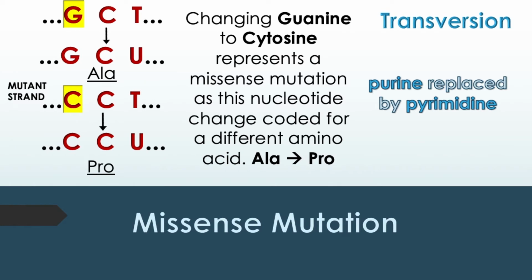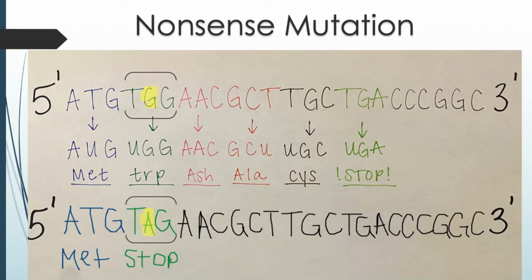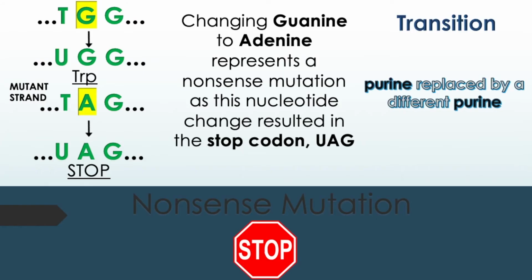Next, let's see what a nonsense mutation looks like. A nonsense mutation is when a single point mutation turns an amino acid into a stop codon. In the 2nd quadrant, codon TGG changed to TAG. Changing guanine to adenine represents a nonsense mutation as this nucleotide change resulted in the stop codon UAG. In addition, it is transition as a purine was replaced by a different purine.